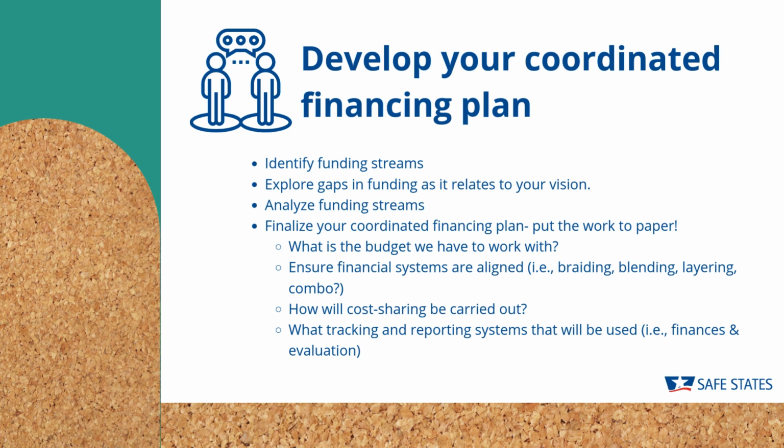Finalize your coordinated financing plan. If you have completed the steps above, much of a coordinated plan is already taking shape. A completed financing plan will increase everyone's confidence that funding is being used appropriately. A coordinated financing plan helps apply cost allocation and collaborative budgeting. Some technical features of a coordinated financing plan include the budget for the approach, how cost sharing will be carried out, the tracking and reporting systems that will be used for finances, as well as programmatic evaluation.